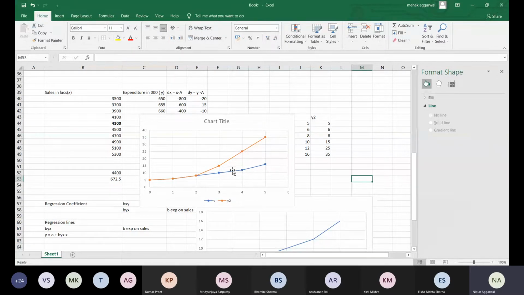So for the blue line, the point is 12. So 12 minus 10, 2 divided by 1, so the slope is 2. But for this particular line, the slope becomes 25 minus 15, so 10 divided by 1. So in the first case, the slope is only 2, but in the later case, the orange one, the slope is 10 because it is 25 minus 15.